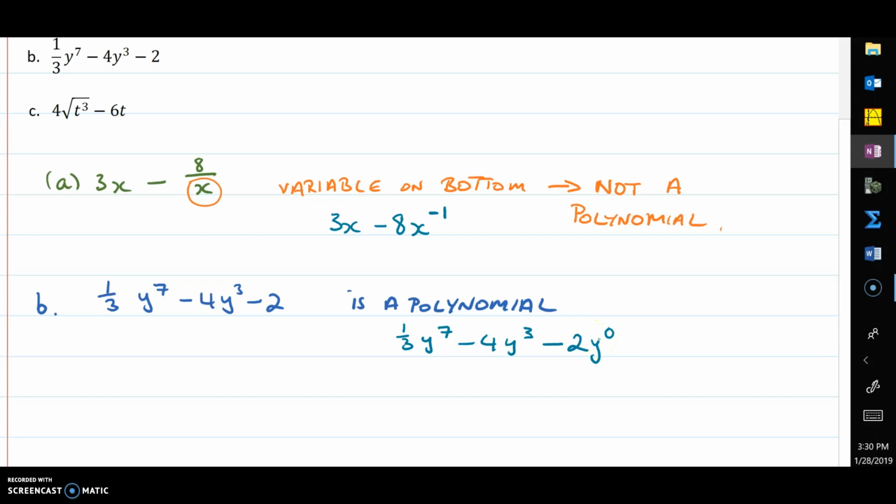But remember, basically, at a very simple level, what you're trying to make sure is that there are no x's on the bottom of fractions, and there are no square roots of x's. Those are the things that will disqualify an expression from being a polynomial.